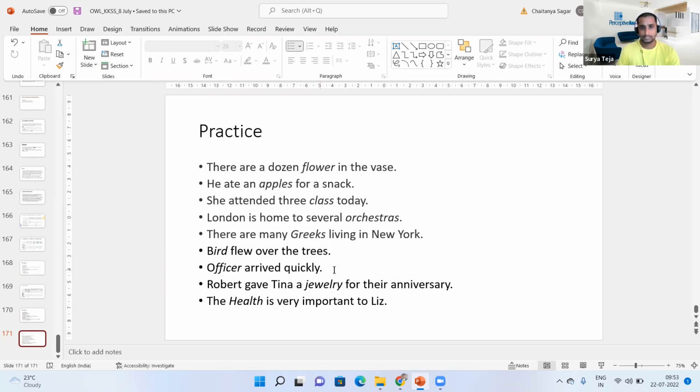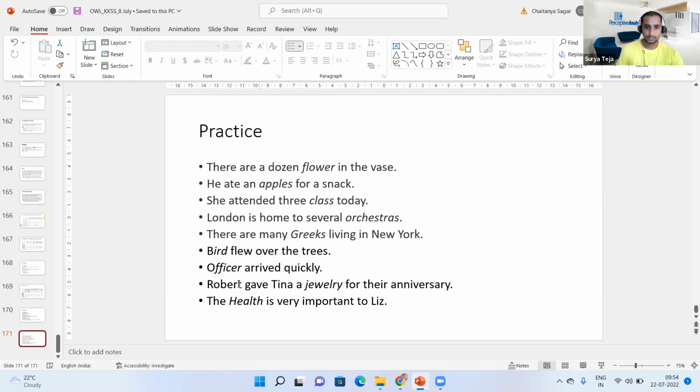So we'll see the seventh example. "Officer arrived quickly." Is it fine, or do any changes need to be made? I think we have to add "an" before officer. Right, that is true, so "an" has to be added. Officer is a singular noun and it starts with a vowel sound, so "an officer arrived quickly". If you're talking about a particular officer and the context has already been set, then you use "the officer" in the specific sense.